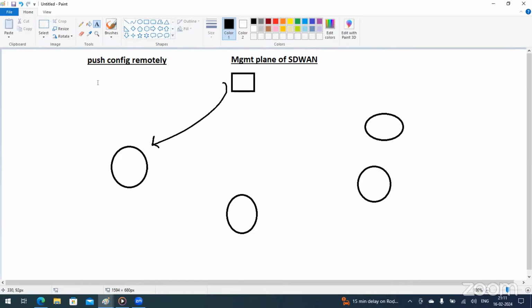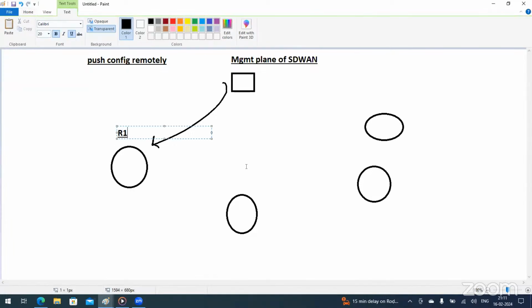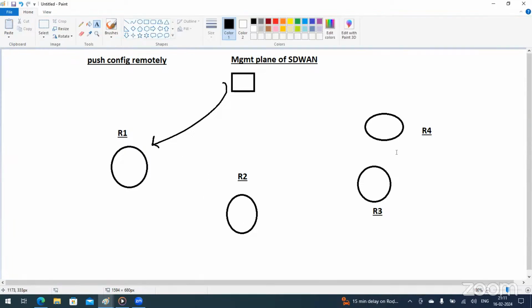But what if you want to customize your parameters? Is that option available? Customize means, let's say, if you have 4 routers, the IP address would be different for all the routers, right? WAN IP address, LAN IP address would be different. So is there flexibility to add different IP addresses on different routers?